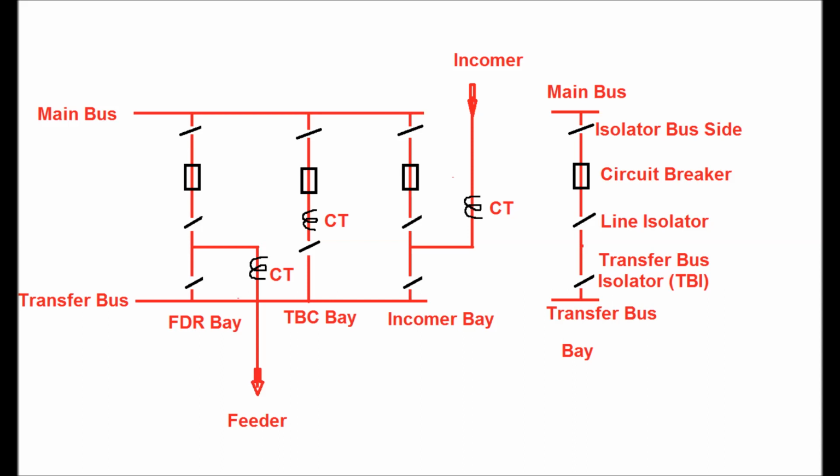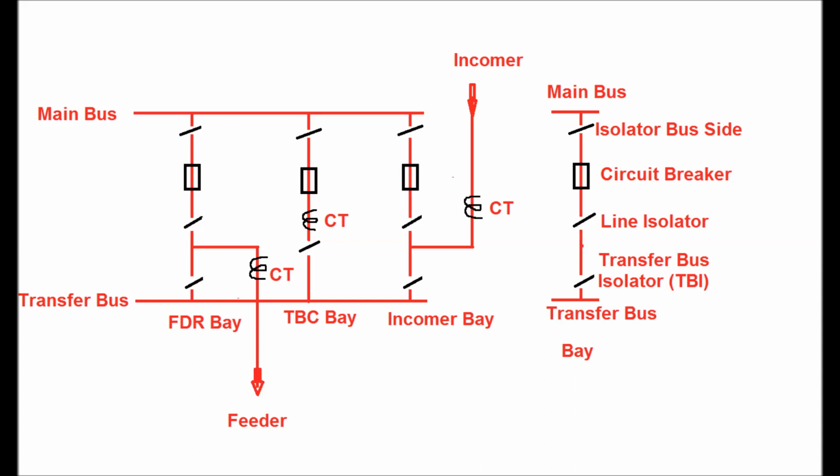A bay is a corridor in a substation from which a feeder can draw power from the main bus or transfer bus, or a feeder or an incomer can deliver power to the main bus or transfer bus. A bay consists of switching equipment like a circuit breaker and isolating equipment like an isolator.